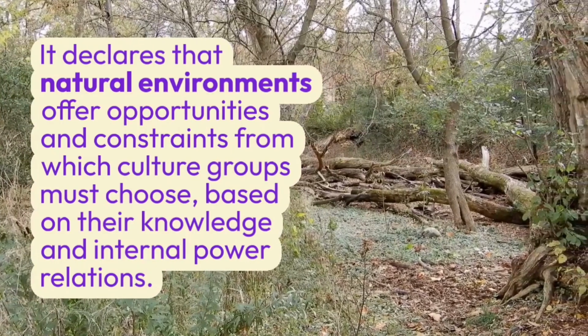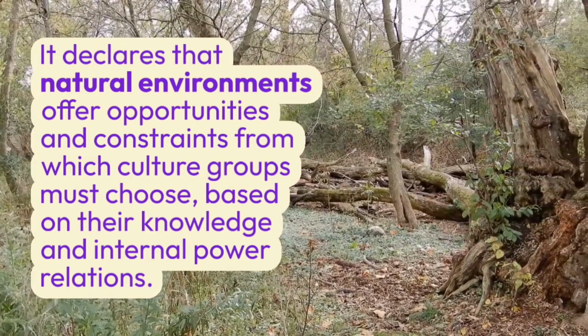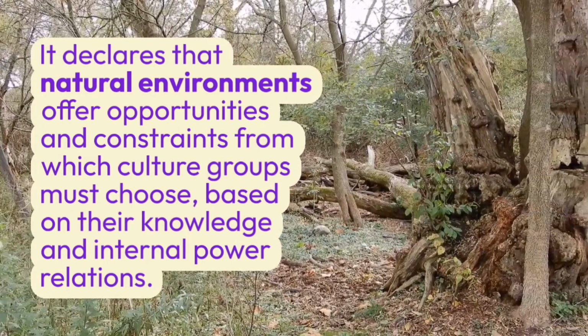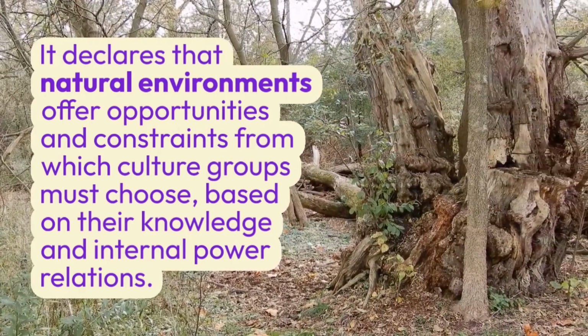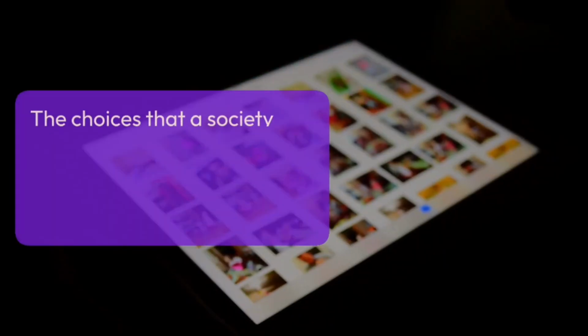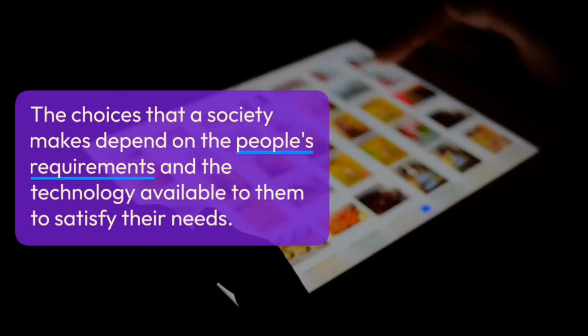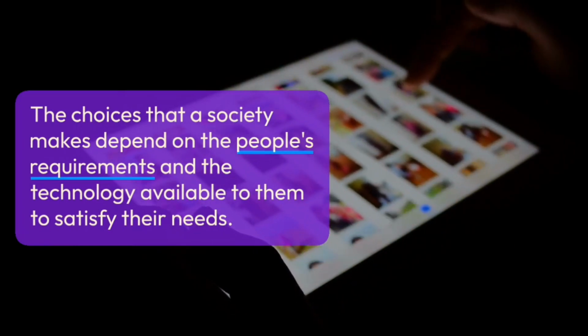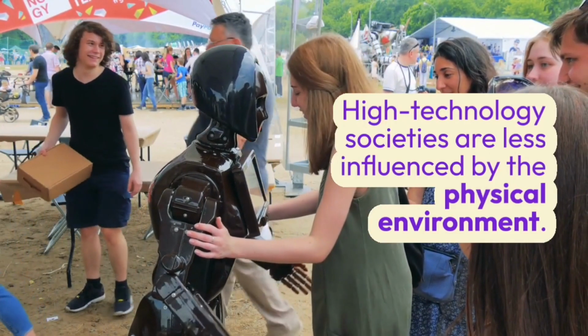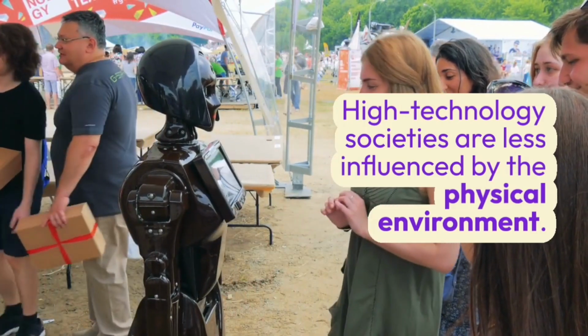It declares that natural environments offer opportunities and constraints from which culture groups must choose, based on their knowledge and internal power relations. The choices that a society makes depend on the people's requirements and the technology available to them to satisfy their needs. High technology societies are less influenced by physical environment.